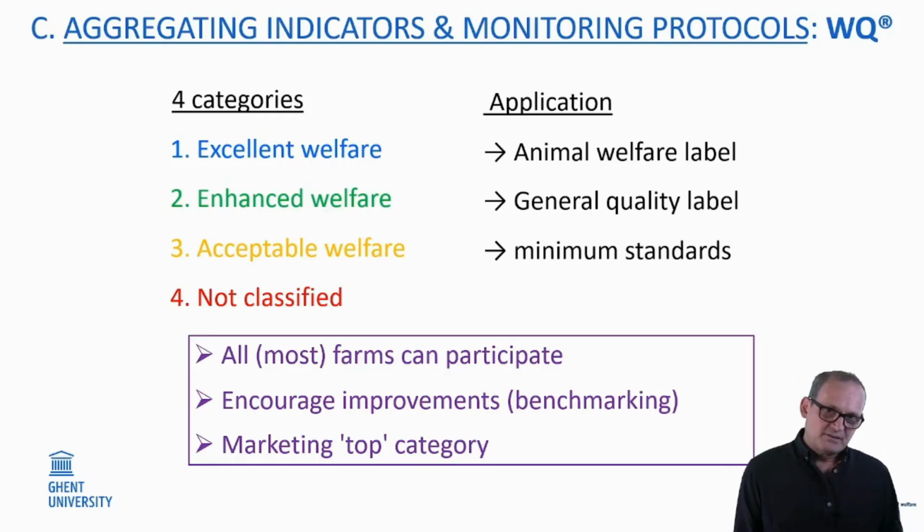The acceptable welfare category was meant for those that complied with the minimal welfare standards from legislation, but didn't qualify for the general quality label. And then the 4th category, the lowest, was actually meant for those that didn't even meet the legal minimum standards. They also thought that not only every farm could participate with these 4 categories, but there was also sufficient motivation to try to improve and to grade up to the next higher level. And also by having the excellent welfare, there was sufficient scope for marketing the top welfare category.